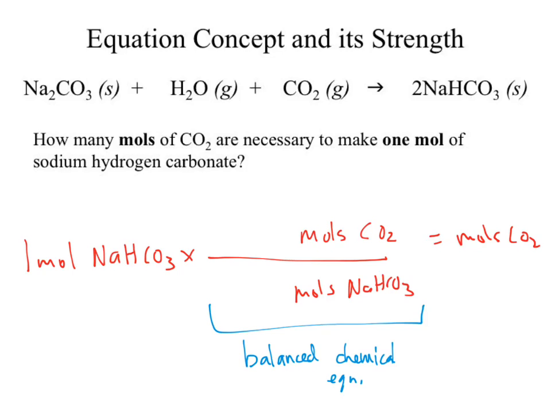So how does that help us out? What numbers need to go into this? Well, what number shows up in front of sodium hydrogen carbonate? What number shows up in front of CO2? What happens when we check our units? And we end up with moles of CO2. So we punch it into the calculator, we get 1 times 1 is 1 divided by 2, which gets us half a mole.